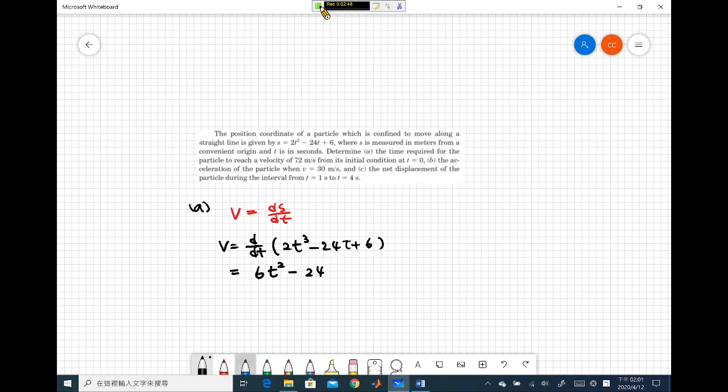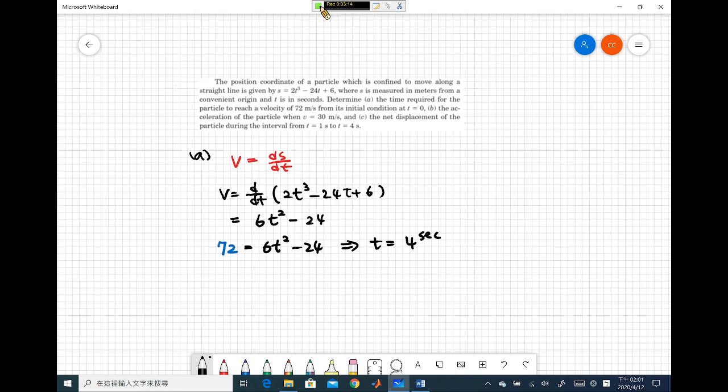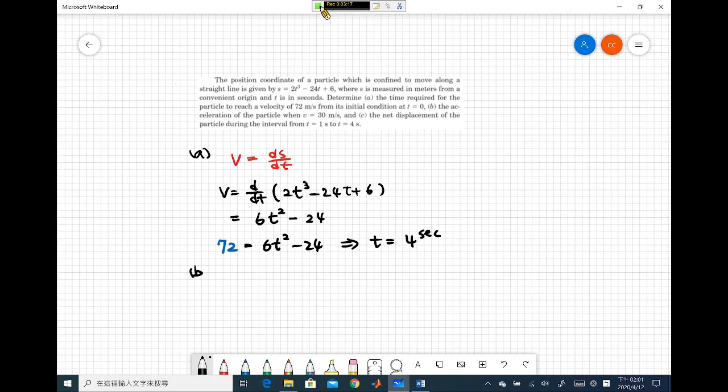Then we know if velocity is equal to 72, then 72 will be equal to this equation. Then you can quickly determine the time. That will be 4 seconds. Okay? It's quite straightforward. Part B: if we know velocity is equal to 30 meters per second, we need to determine the acceleration.